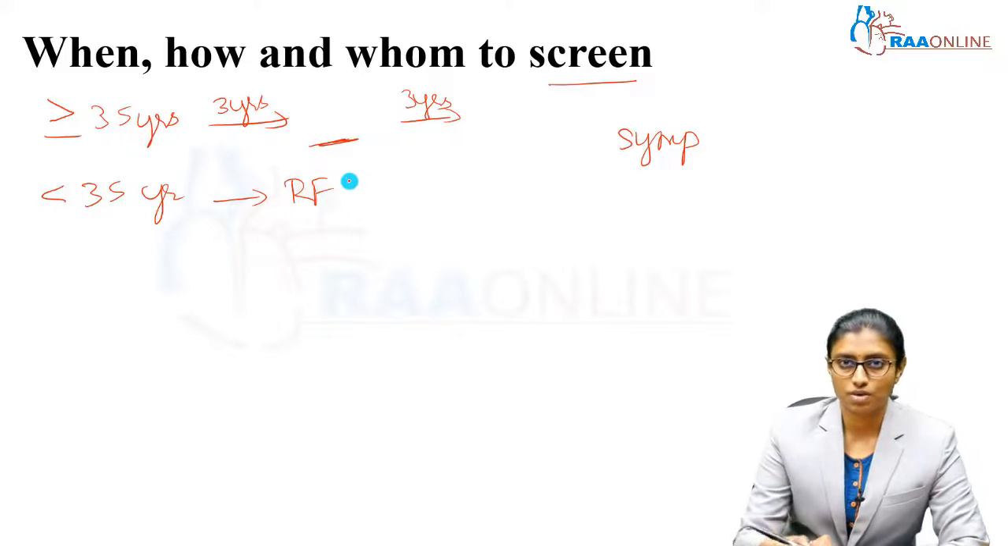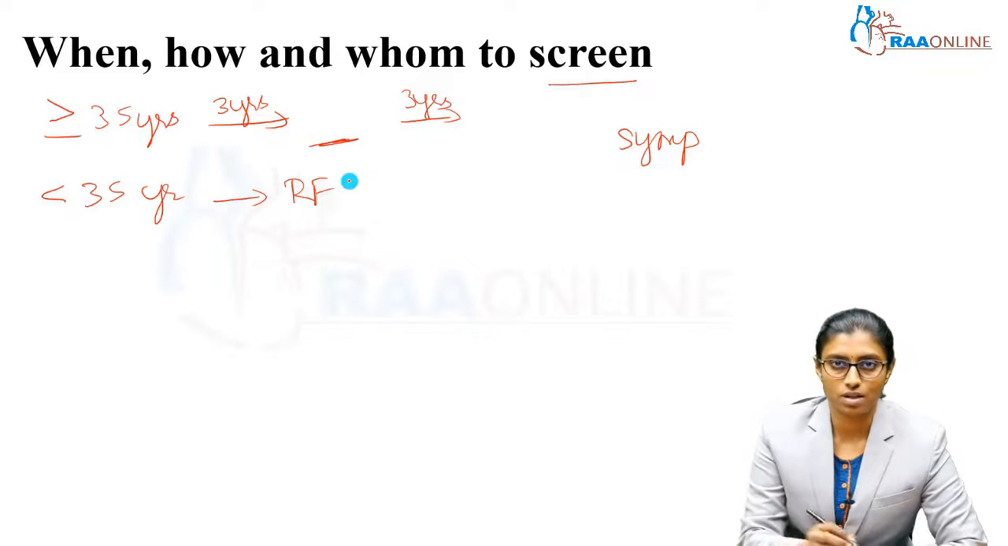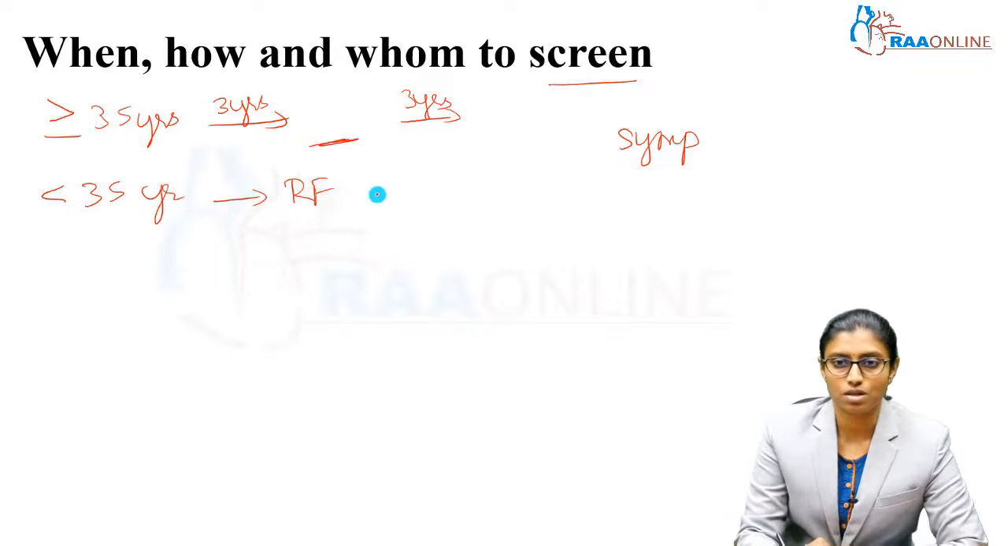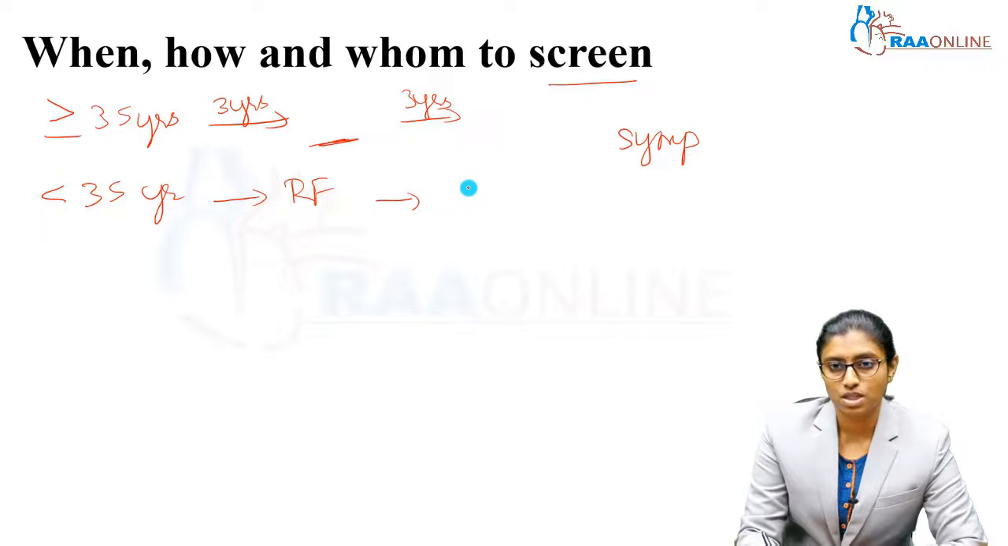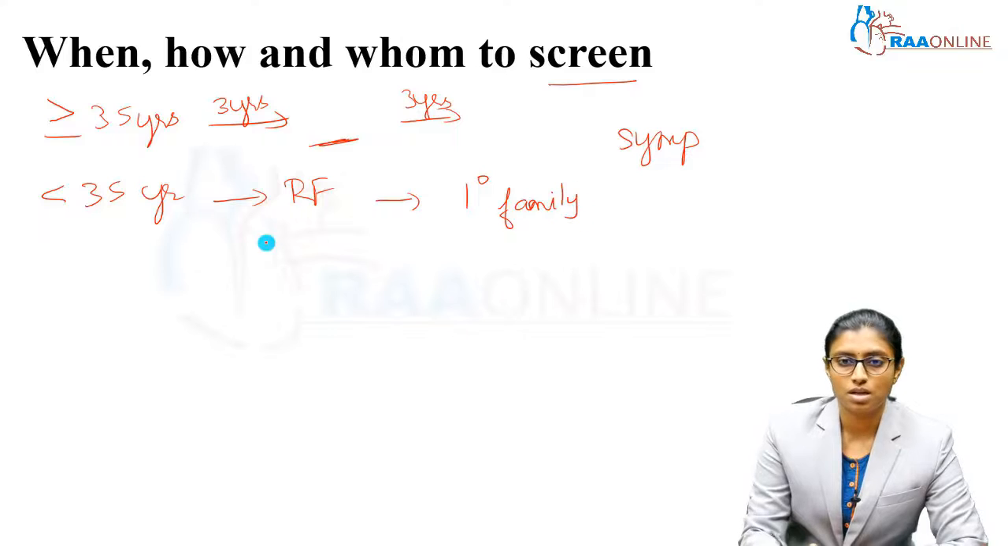So what are these risk factors that we are going to use to decide whether this patient needs screening for diabetes mellitus or not? First one is, you would have learned and we have discussed in the etiopathogenesis that it is something which is associated with genetics. So the patient has a first degree family relative who is a diabetic. Then the patient needs screening before 35 years of age. Family history of diabetes mellitus.